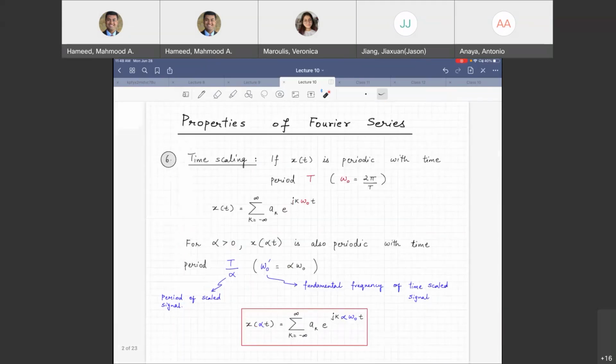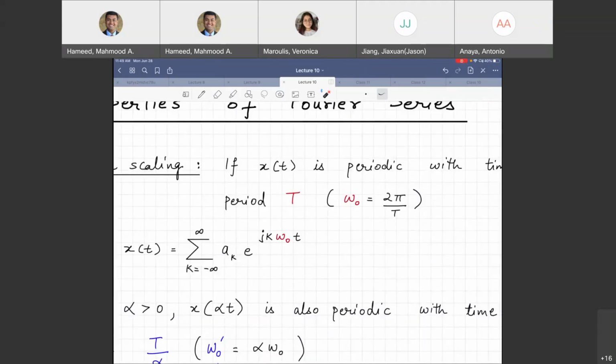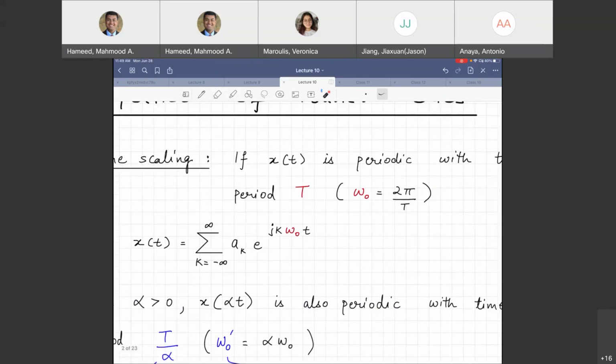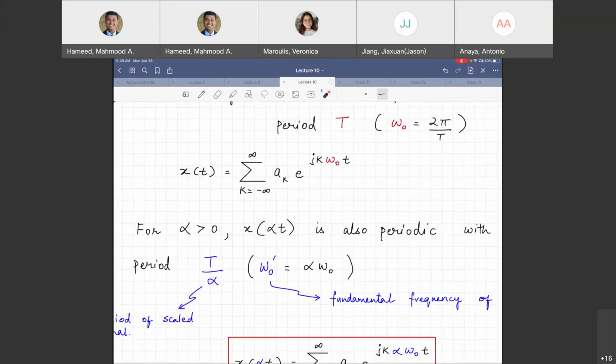So the time scaling property. If you have x of t, a periodic signal with some time period capital T, and omega naught is 2 pi divided by T, what would happen to the time scaled version of x of t? Well, first, x of t can be represented as this summation of all the projections onto the orthogonal set comprising complex exponentials: a sub k e to the j k omega naught t, with k going from negative infinity to infinity.